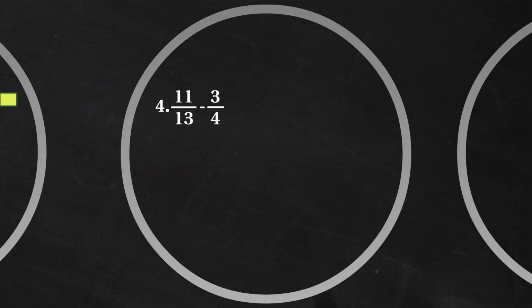Let's estimate the difference between 11 over 13 and 3/4. The process is the same as the previous example. We will round each term before subtracting. First, we'll round 11 over 13. What do you see? The numerator is very close to its denominator, so we can say that 11 over 13 is about 1. Then 11 over 13 is rounded to 1.